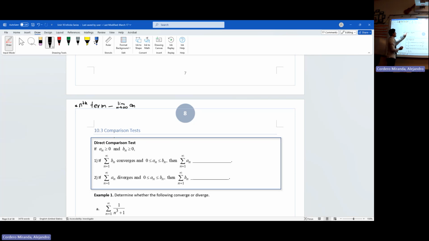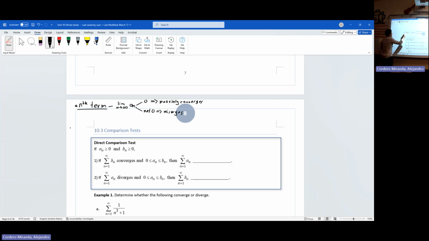This looks like a negative, but I'm saying the nth term test is this. If it's 0, then you don't know. If it's not 0, then divergence. That's like an a sub n. That's the first thing you ever learned, I believe.